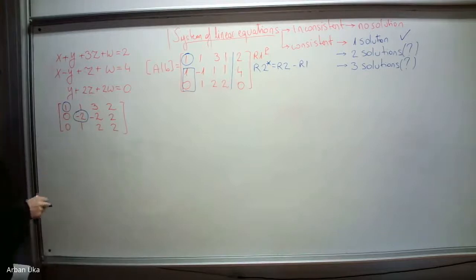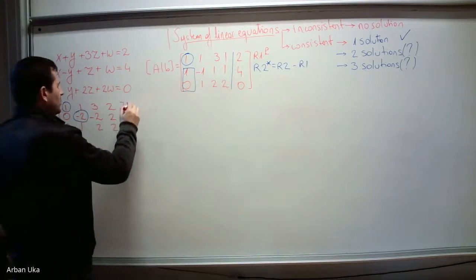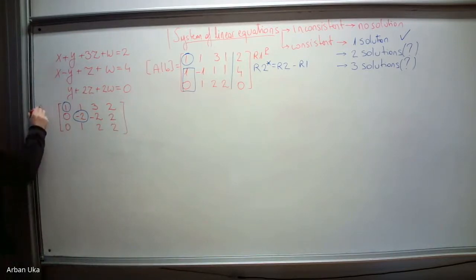Is this equal to 1? No. But we can do the following. We can say row 2 divided by minus 2. Okay?